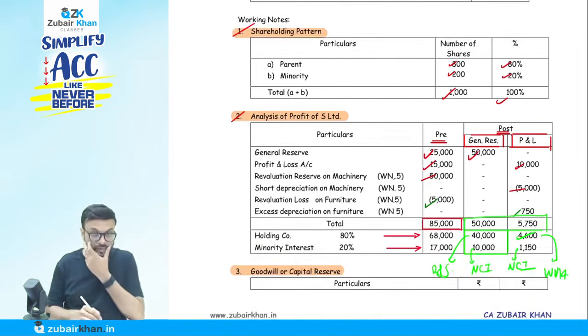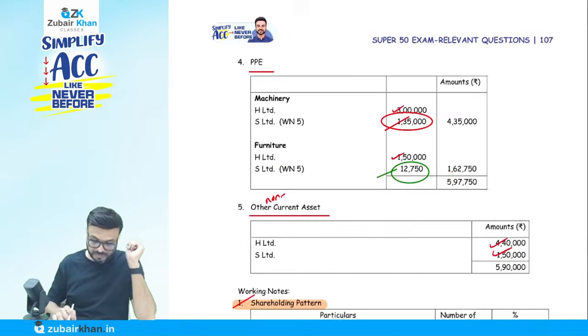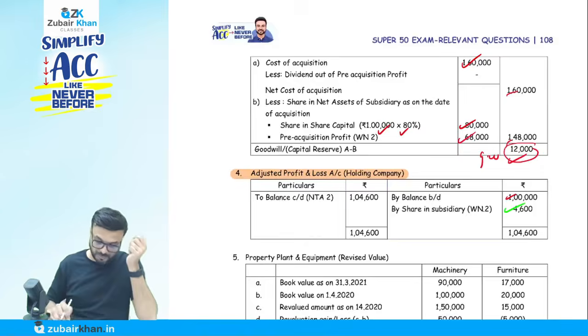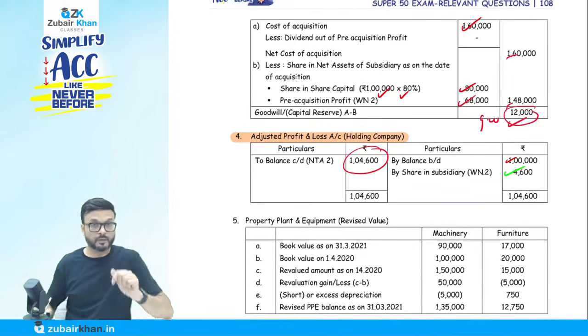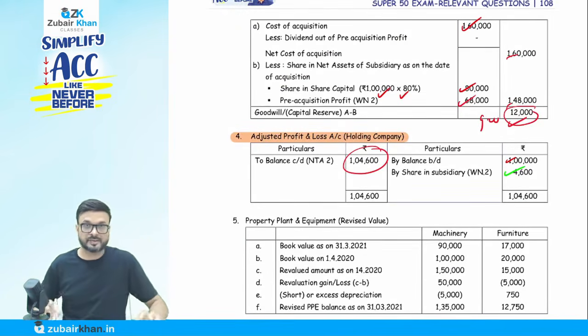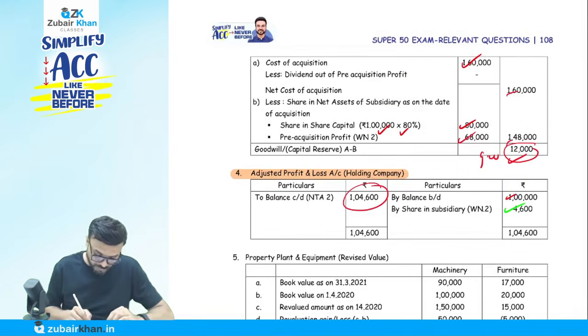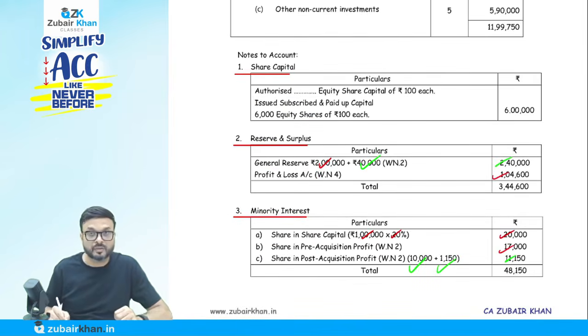Now working note 3, it is coming 1,60,000, 1,40,000. Finally goodwill comes, a positive figure. So where does goodwill come in? Balance sheet. If you go to the balance sheet, you will see on the asset side it is coming 12,000 here. Then here, this is a balance that is coming, 1,04,600. This is the balancing figure. So where will it go? It will go to reserve and surplus. Okay, 1,04,600. So this 1,04,600 is done.